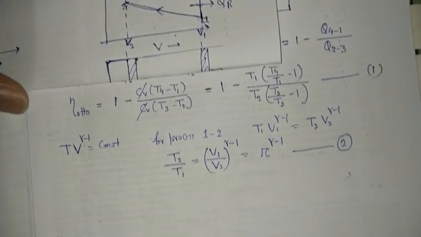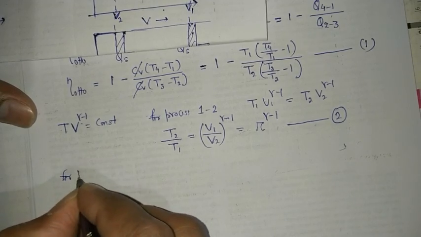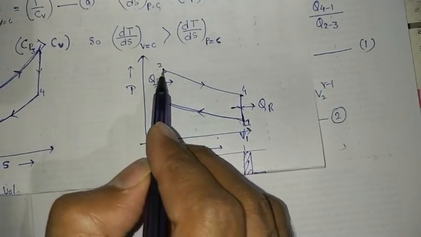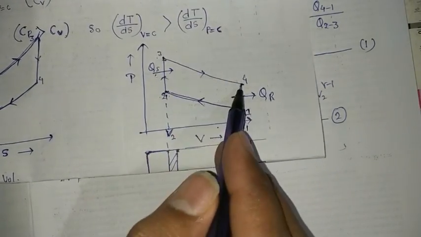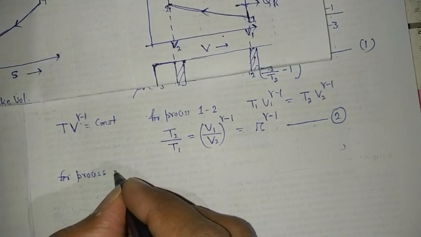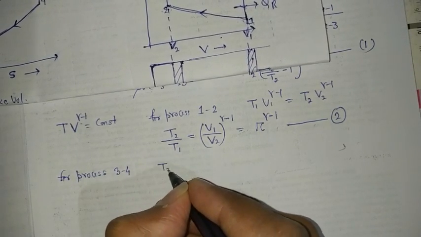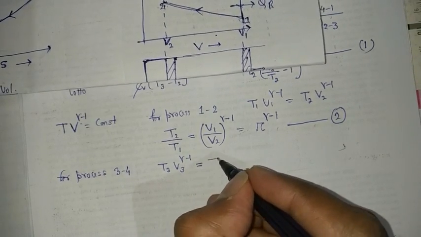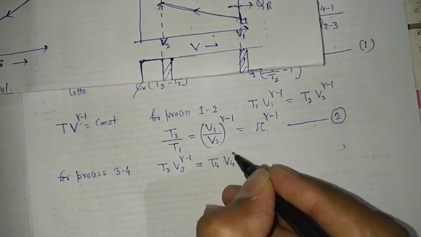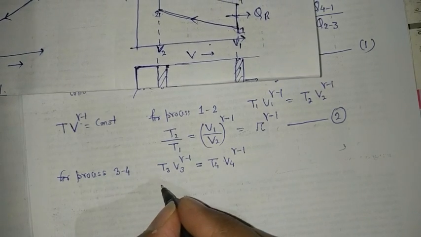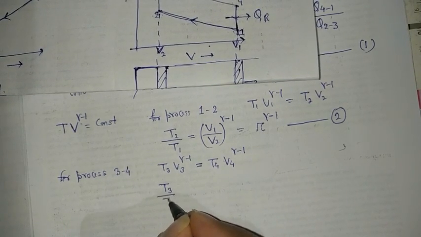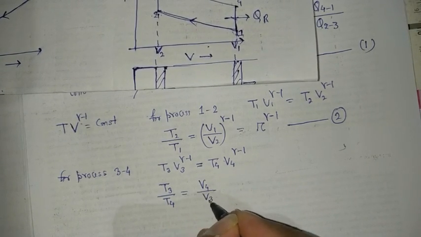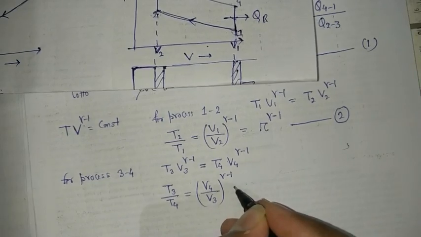And again for process 3 to 4, it's again reversible isentropic, so adiabatic. So T3 V3 to the power gamma minus 1 is equal to T4 V4 to the power gamma minus 1. So from here T3 by T4 is equal to V4 by V3 to the power gamma minus 1.